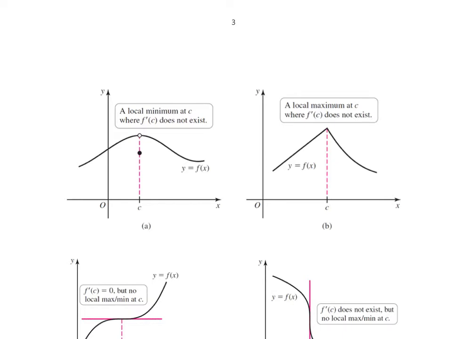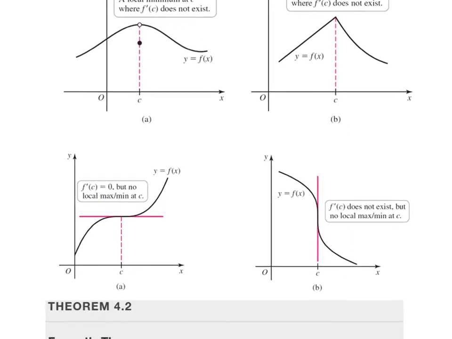Because we can have a maxima or a minima. It could be local, it could be absolute. But if the derivative doesn't exist there, it's not going to happen. It's not a critical point because the derivative has to exist.